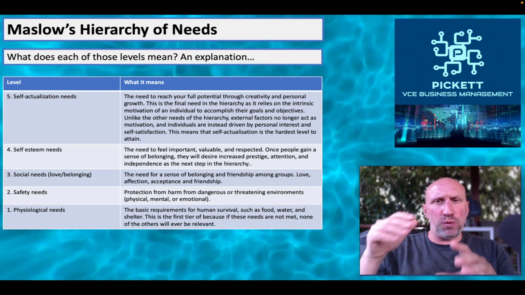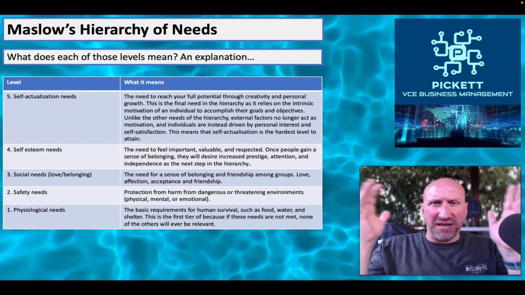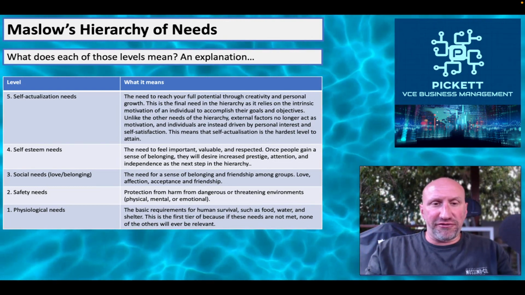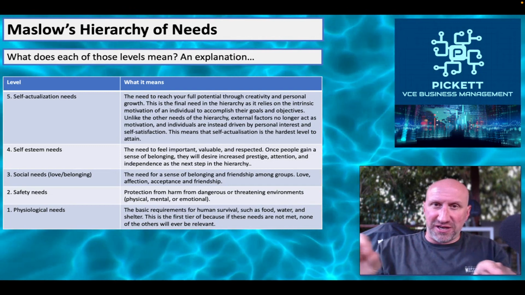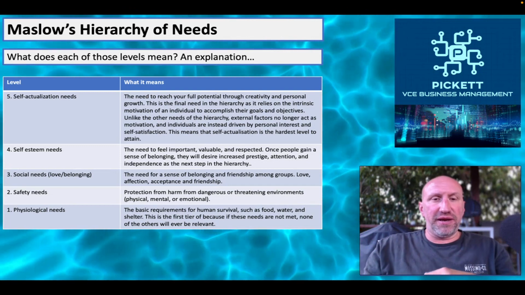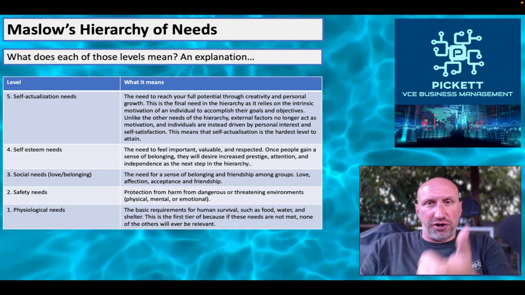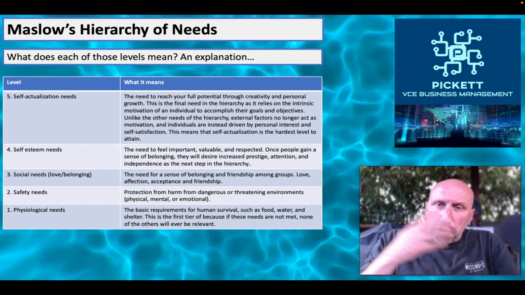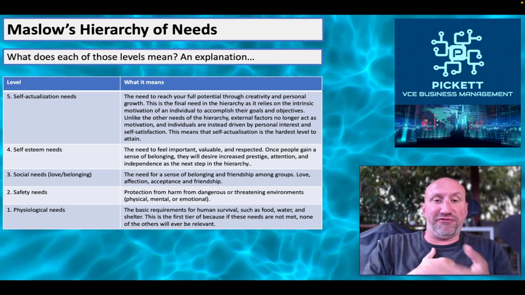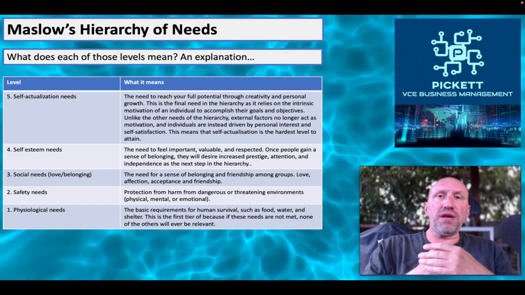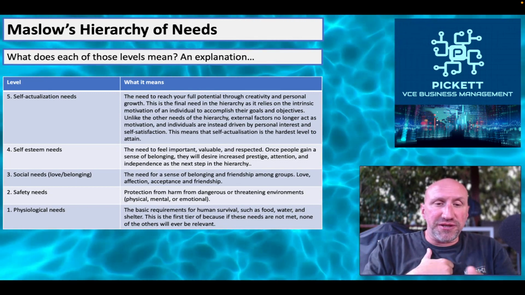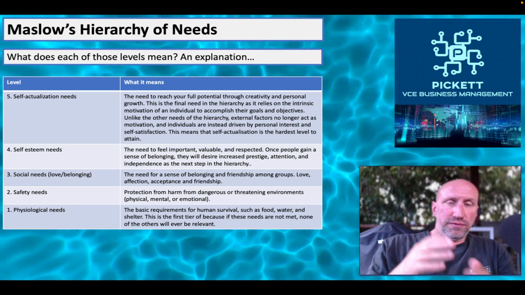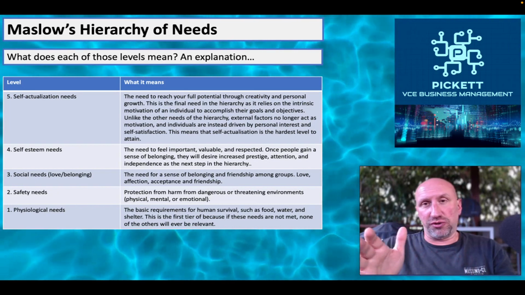Think then, logically, what becomes the next thing that you need to worry about in life? Okay, safety needs, the next level up. So now you've got your food, you've got your water, you've got your shelter. Your next concern is to be protected from harm, from dangerous or threatening environments, whether they're physical, mental, or emotional.